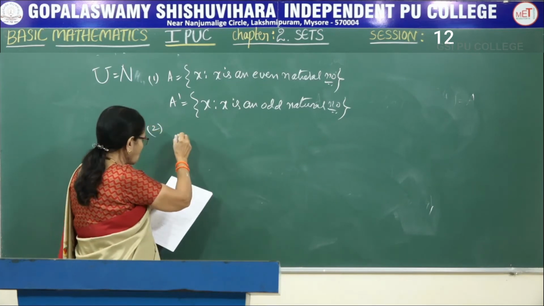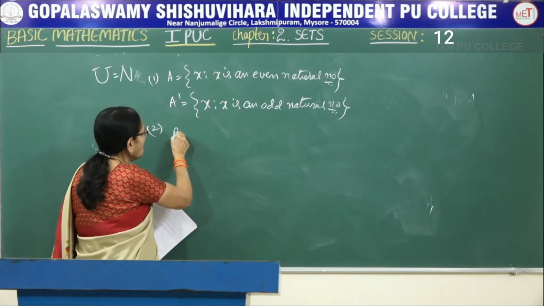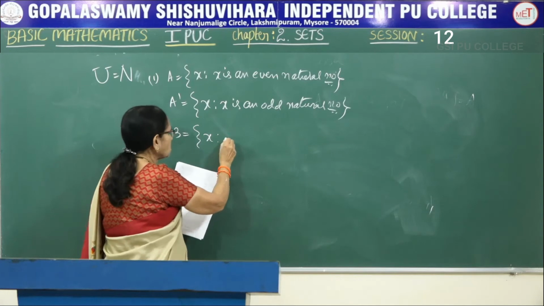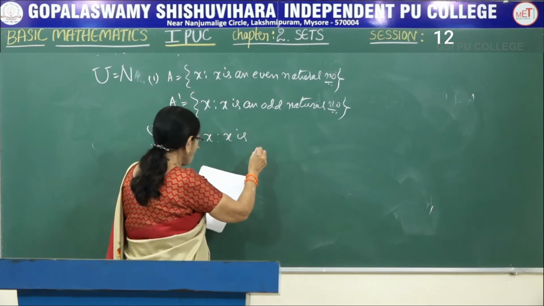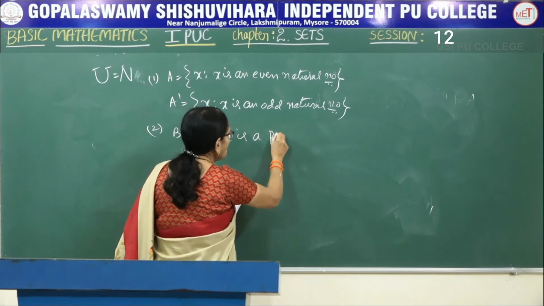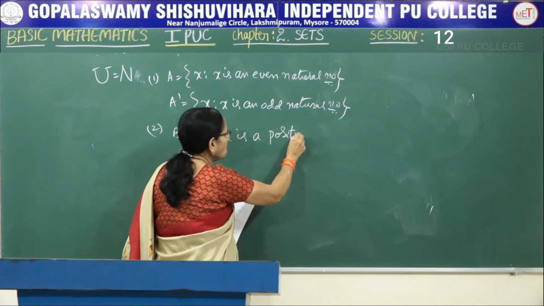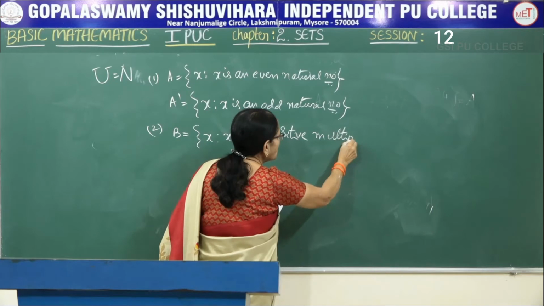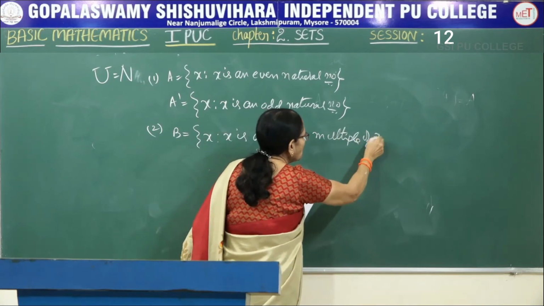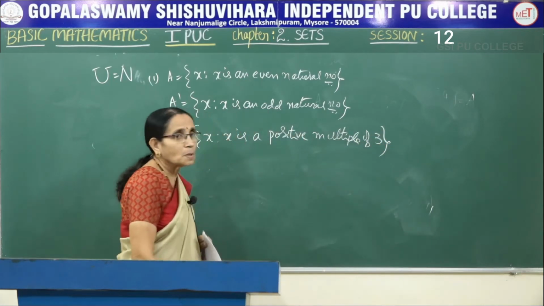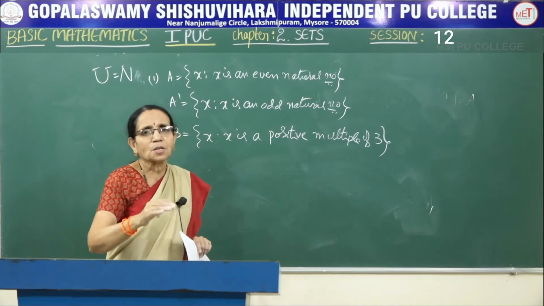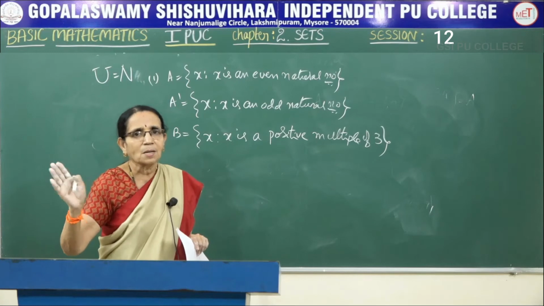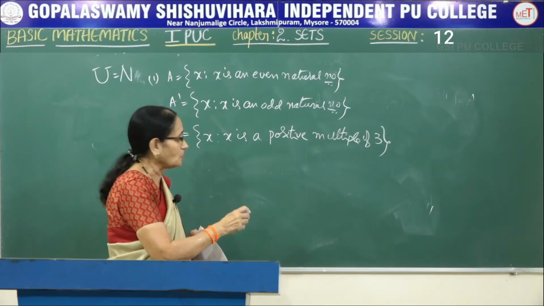Now, take the next one. Say, set B. It contains all x such that x is a positive multiple of 3. What do you mean by multiple of 3? The numbers which come in the table of 3: 3, 6, 9, 12, 15, 18, like that. Okay. Don't write the number.